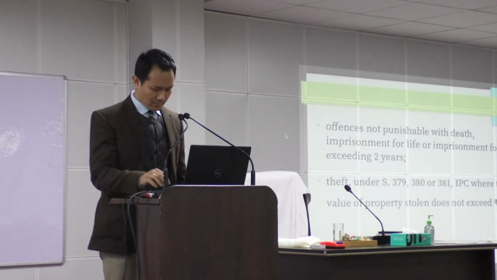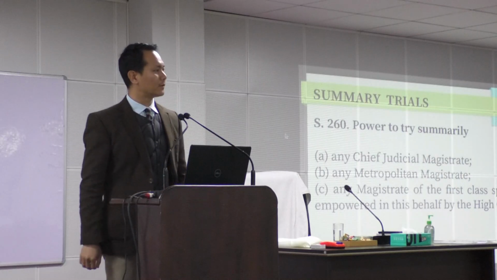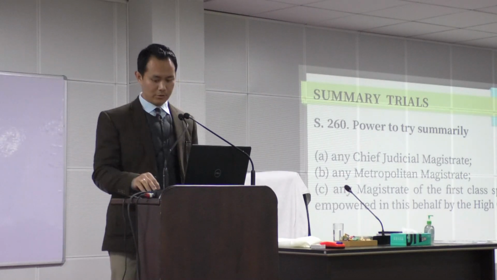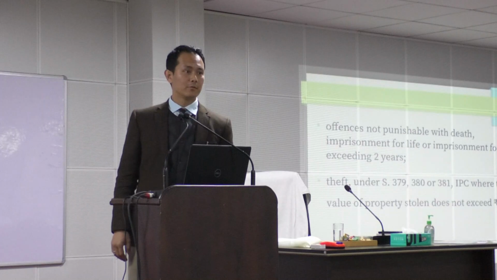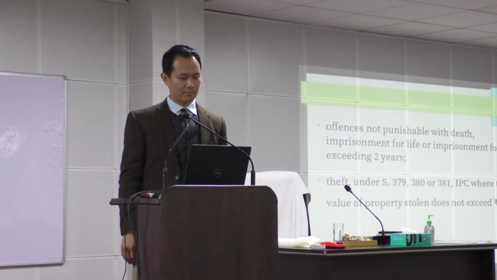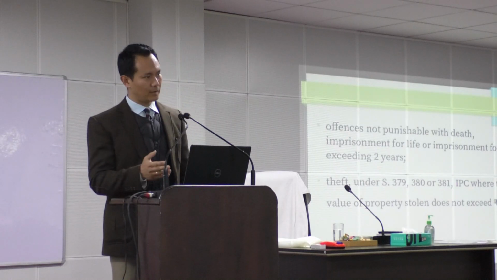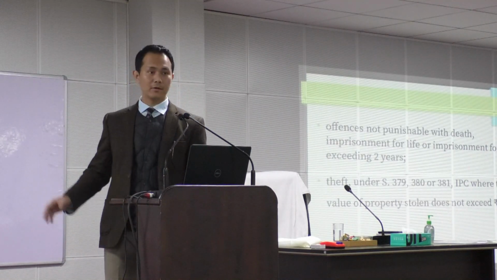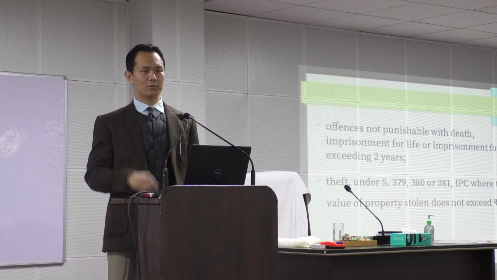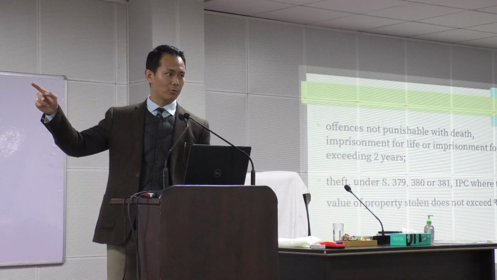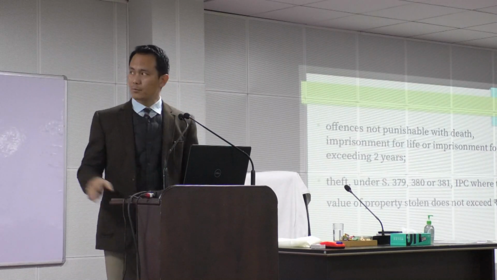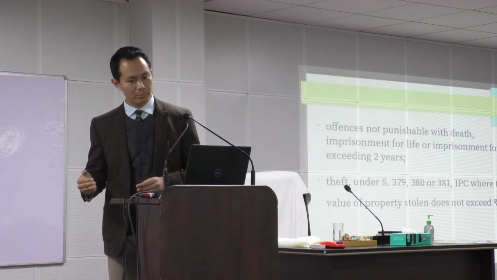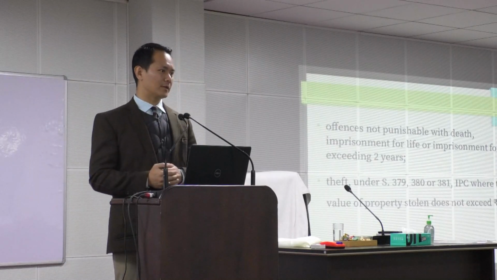Now, what are the offences that can be taken up summarily? These learned judges can take up matters which are punishable for less than 2 years. Or a theft case, it could be 379, it could be 380, or it could be 381, where the value of the stolen property does not exceed rupees 2000. Now, when you see these, what you understand is that these are mostly petty matters of not much importance. And that's the reason why the procedure has also been made a shortcut, you know.